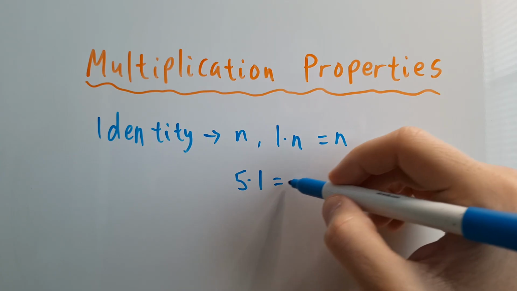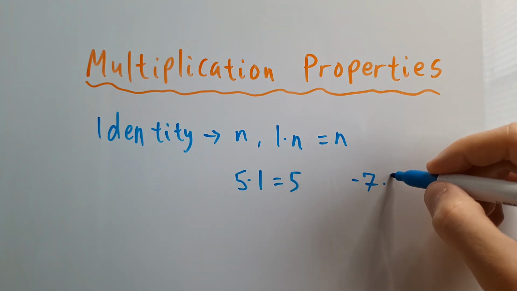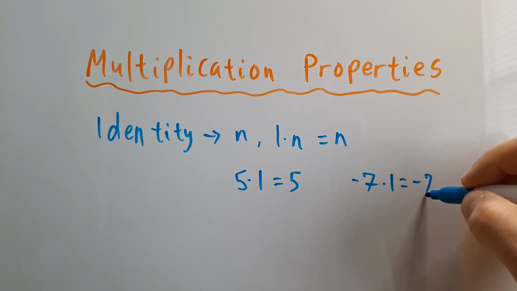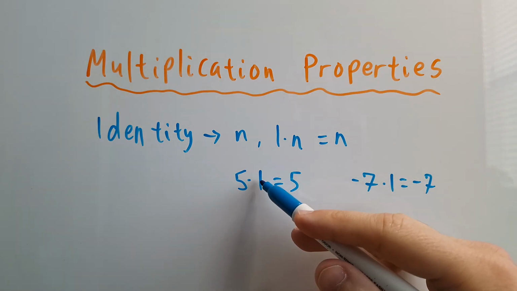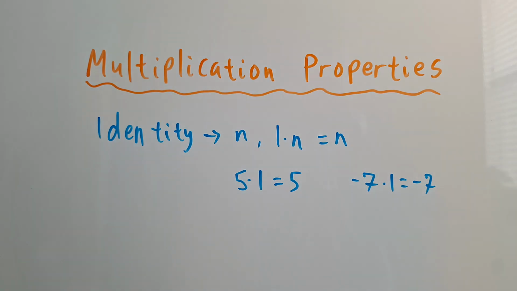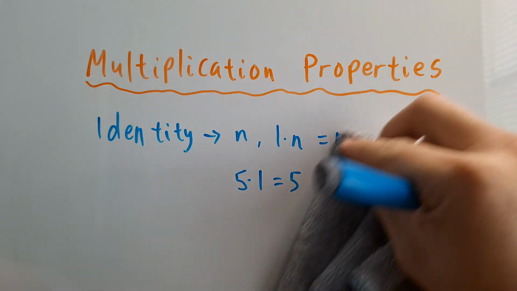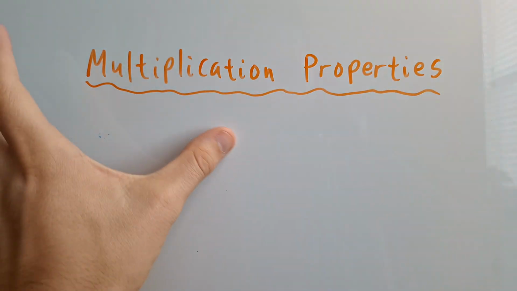5 times 1, that is 5. Negative 7 times 1 is negative 7. So if you multiply a number by 1, you're going to get that same exact number. And what's nice is that that also works for 0 as well, and I'll talk about that property in a little while.